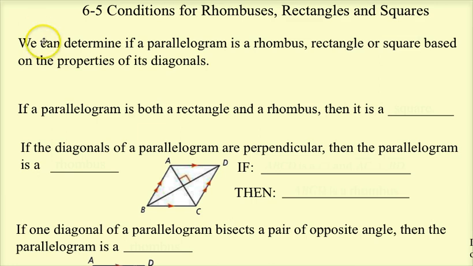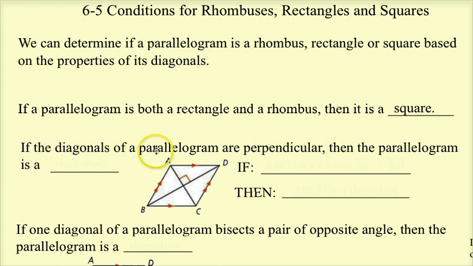We can determine if a parallelogram is a rhombus, rectangle, or square based on the properties of its diagonals. This is taking the properties we learned yesterday and using them to show whether it's a rhombus, rectangle, or square. If a parallelogram is both a rectangle and a rhombus, then it is a square. This is because the square has all the properties of a rhombus and rectangle.